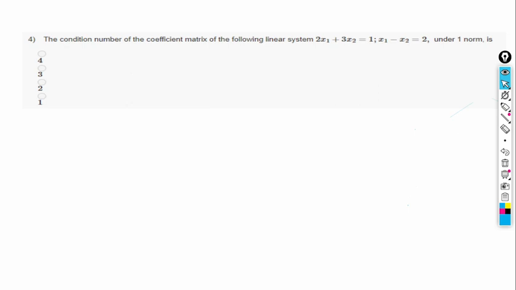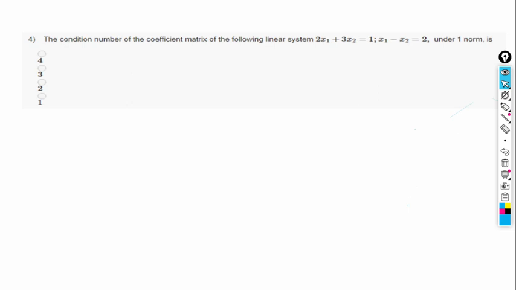Now you need to calculate A inverse. For A inverse you will calculate its determinant. So you'll get 1 by minus 5 times A, that is, here it will come minus 1 by 5 times, it will be replaced. So finally you will get A inverse as 1 by 5, 3 by 5, 1 by 5, minus 2 by 5.